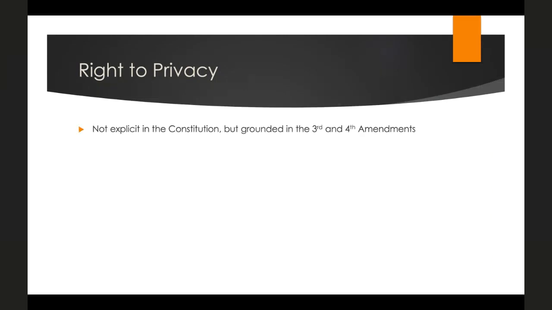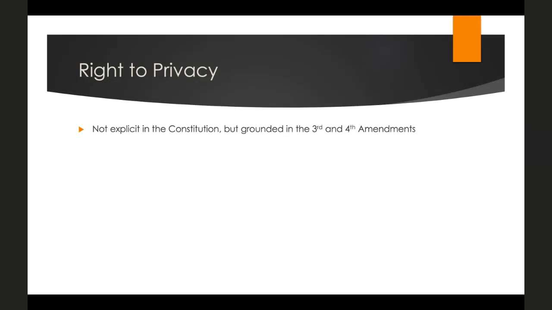Now, this is not explicit in the Constitution, but is grounded in the Third and Fourth Amendments, and I'll read that text for you right now. The Third Amendment states that no soldier shall in time of peace be quartered in any house without the consent of the owner, nor in any time of war, but in a manner to be prescribed by law. The Fourth Amendment states, the right of the people to be secure in their persons, houses, papers, and effects against unreasonable searches and seizures shall not be violated, and no warrants shall issue but upon probable cause, supported by oaths or affirmations, and particularly describing the place to be searched and the persons or things to be seized.